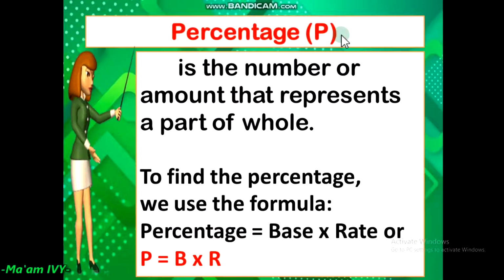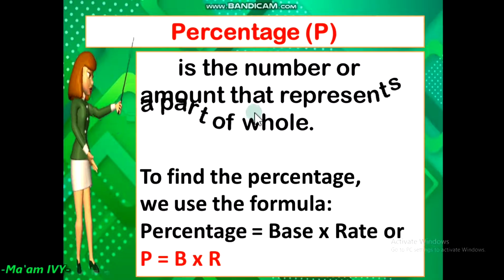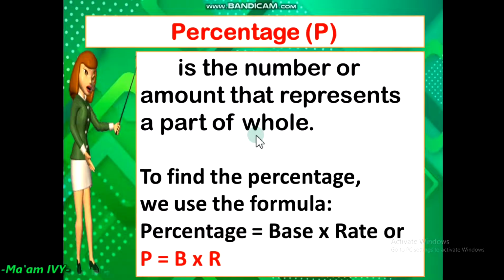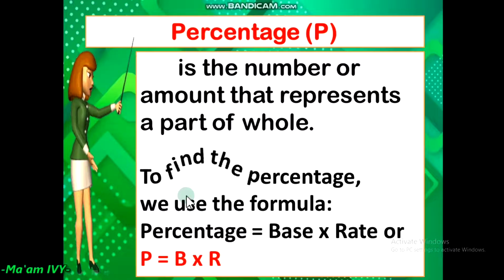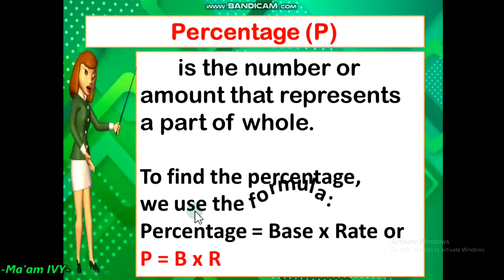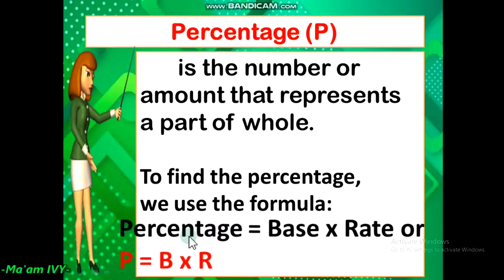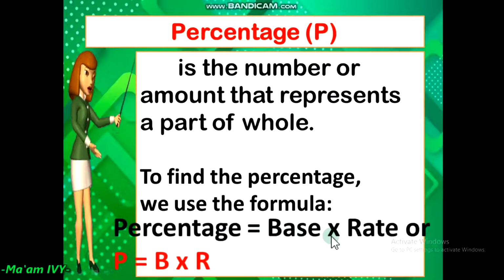We have here the percentage. Percentage is the number or amount that represents a part of whole. To find the percentage, we use the formula percentage equals base times rate, or we can write it as P equals B times R. Capital letter P stands for percentage, B for base, and R for rate.